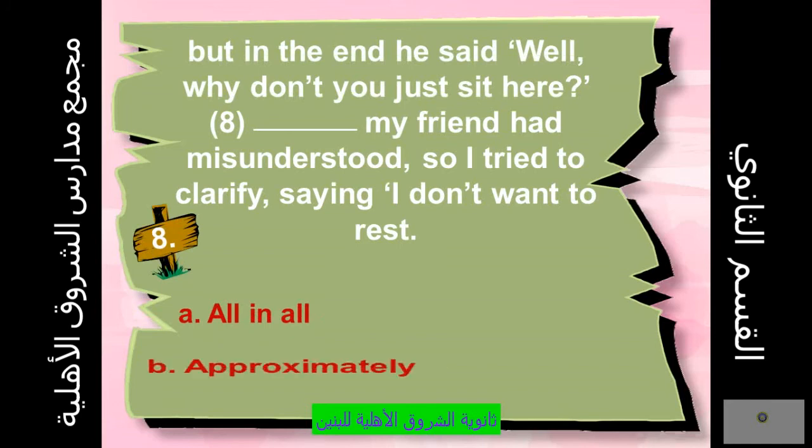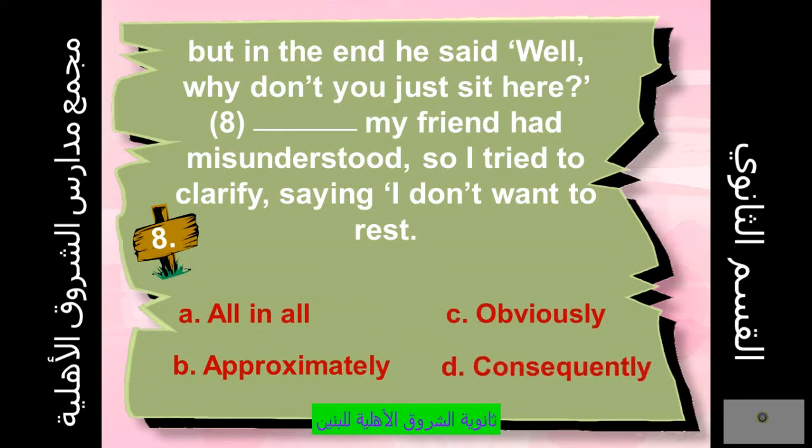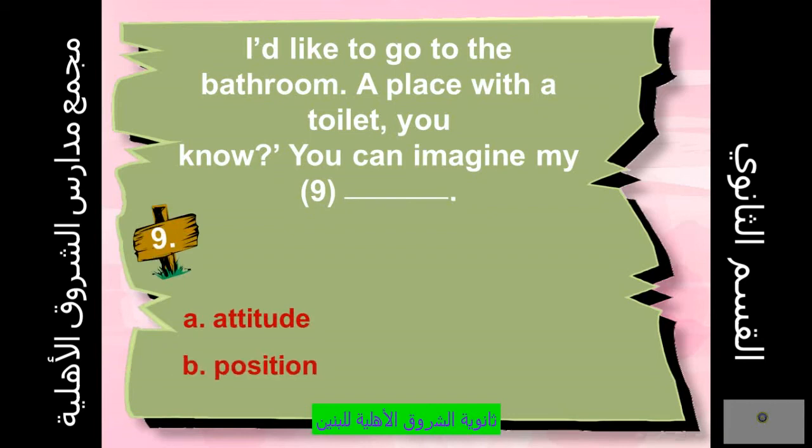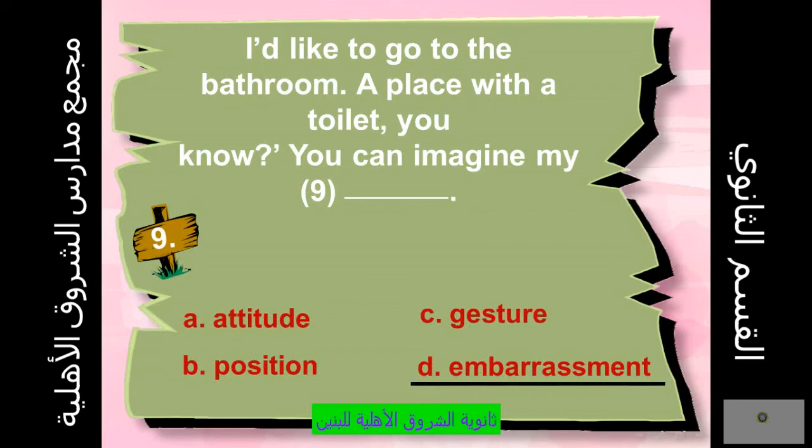All in all, approximately, obviously, or consequently? The right answer is obviously or clearly. I would like to go to the bathroom. A place with a toilet, you know. You can imagine my attitude, position, gesture, or embarrassment? The right answer here is embarrassment.